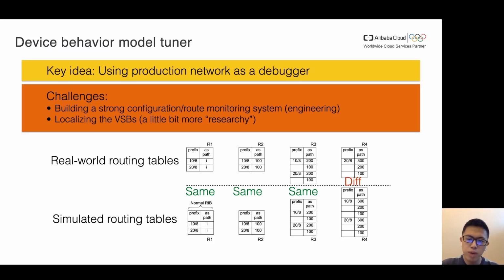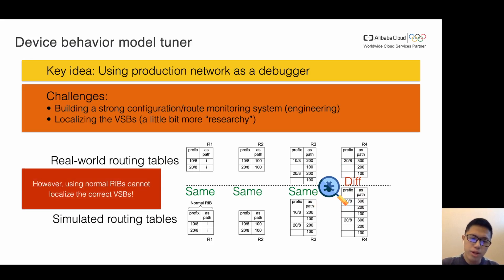Our intuition is that once a difference is detected, say in R4's routing table, the tuner backtraces the path until a router whose routing table is the same, say R3 in this example. So the VSB must be in R3's egress policy or R4's ingress policy.